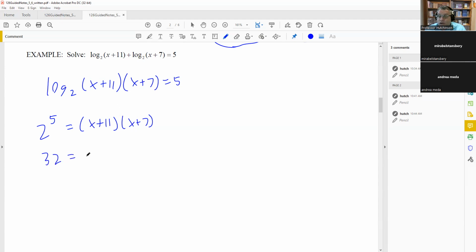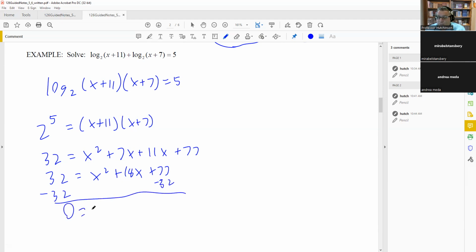Then I want to multiply all this. So I get x squared plus 7x plus 11x plus 77. So just doing the FOIL, multiplying all that out. I'm going to add the like terms together. So I get 18x there. Then I want to subtract 32 from both sides. And I get 77 minus that. That's going to give you 45. Okay, so we're just subtracting everything, getting it all equal to 0 on one side.